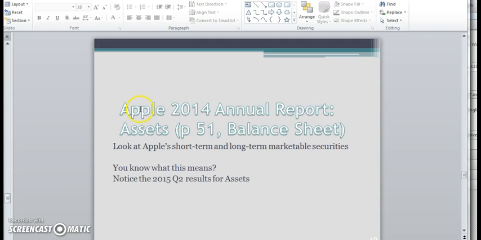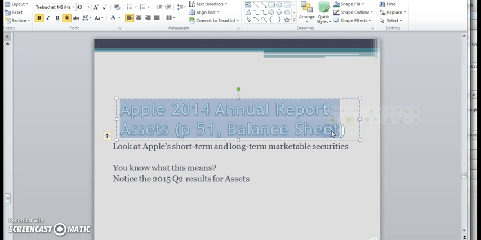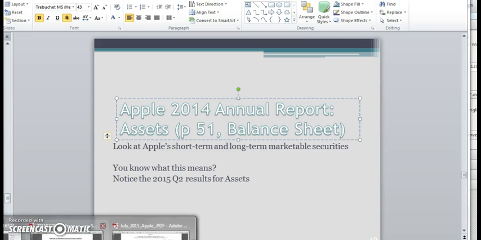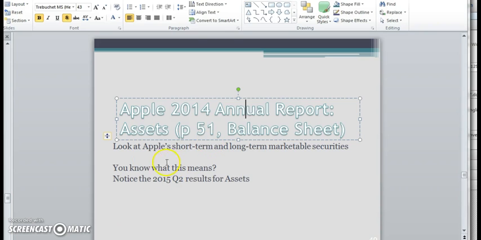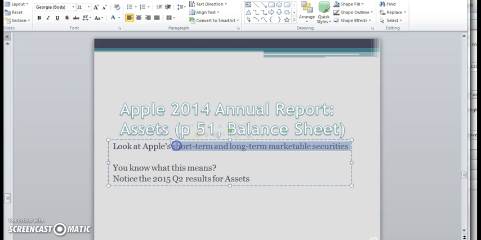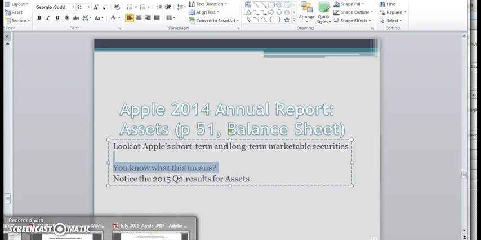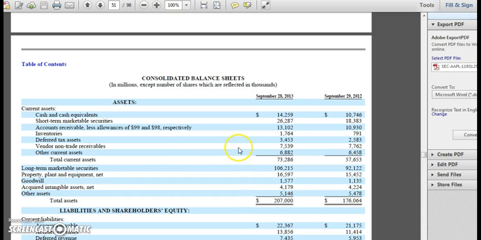This is something I want you to take a look at because I find it a bit hilarious. Page 51. Where is page 51? Okay, here it is. Page 51, and this is Apple's 2014 annual report. I've asked you to look at Apple's assets and short-term and long-term marketable securities. Do you know what this means? Well, let's see what we're looking at before we figure out what it means.